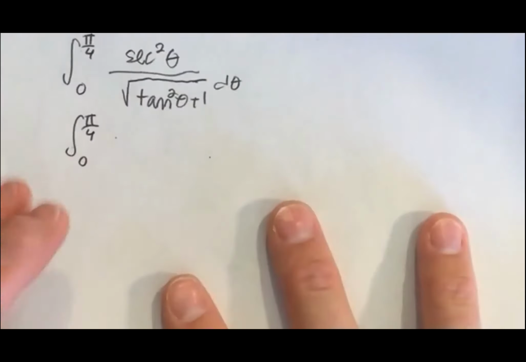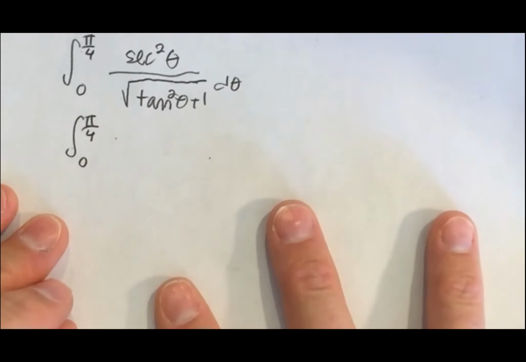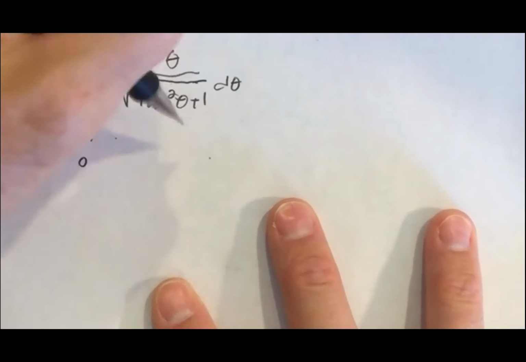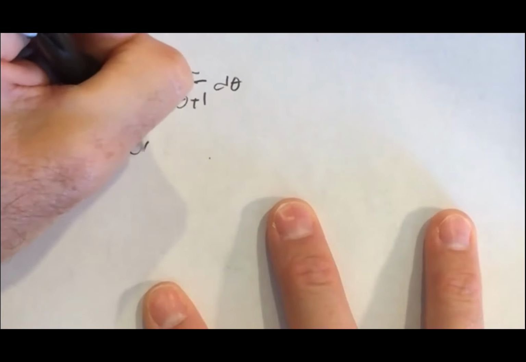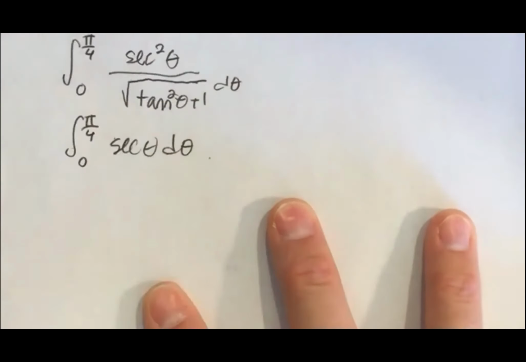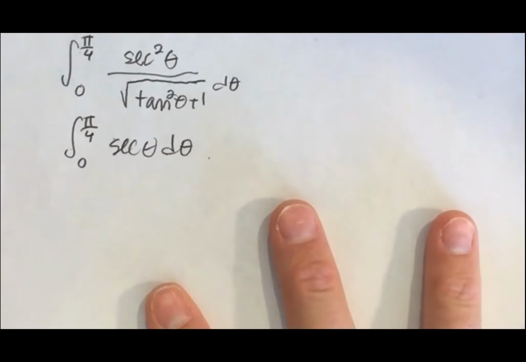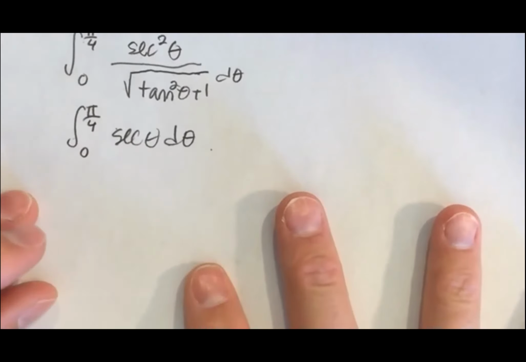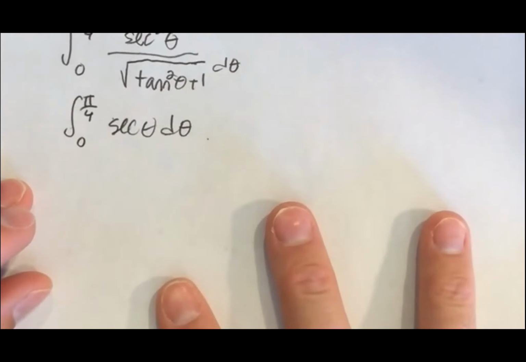So tangent squared plus 1 is secant squared, square root is secant. There's 1 in the bottom, 2 in the top. That leaves secant. Okay, now we got a problem. Well, we might have a problem. How do we do this one?